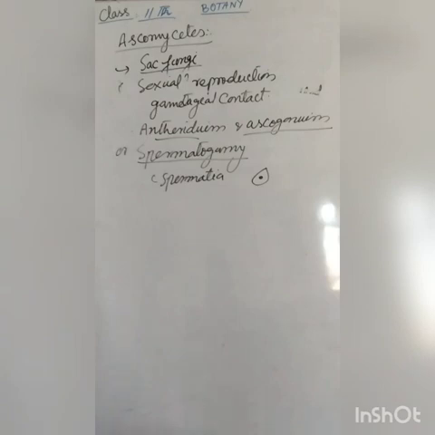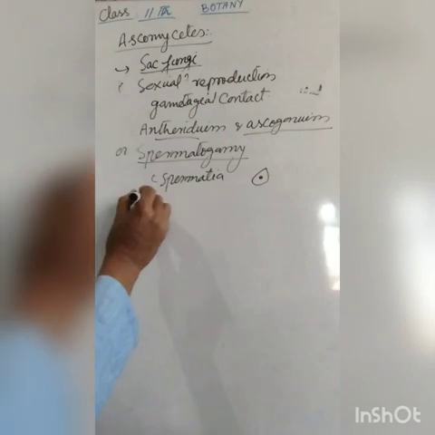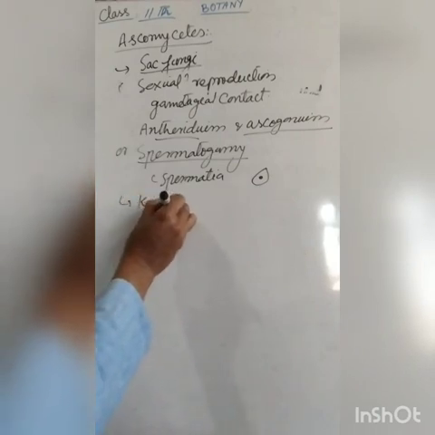Now, sexual reproduction occurs in phases, plasmogamy and karyogamy. In Ascomycetes, karyogamy is delayed.